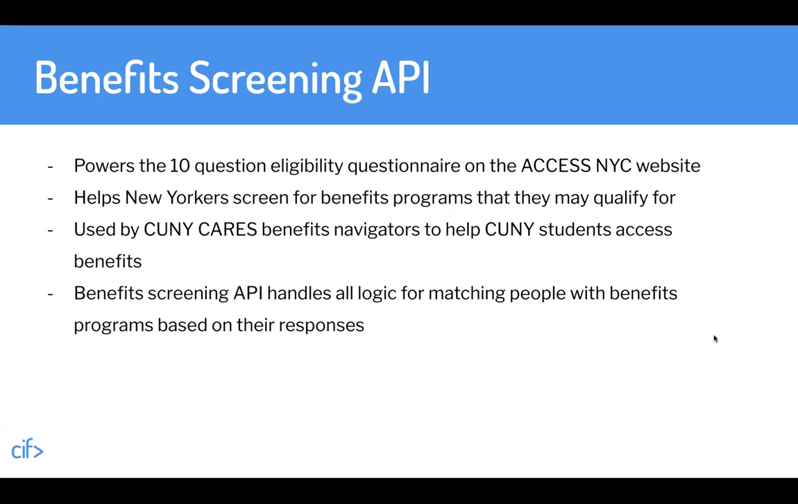they qualify for. And after they click submit, there's actually a separate software that takes in the user's responses and matches them to the benefits programs that they qualify for. And this is what I was working on this summer, which is the benefits screening API. This piece of software is used by CUNY Cares benefits navigators to help CUNY students access benefits that they may qualify for. And the benefits screening API handles all logic for matching people with the benefits programs based on their responses.